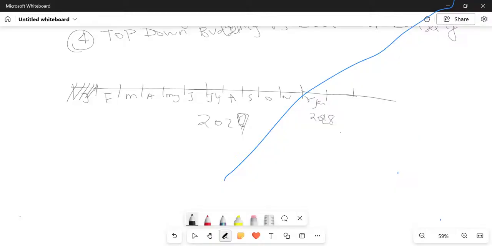Number three, resolve budgetary conflicts. Number four, monitor performance. Number five, lastly, they approve the final budget.